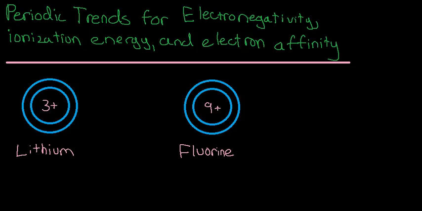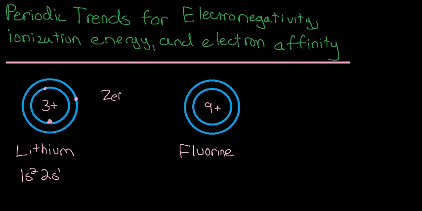So what I want to look at here is the lithium atom and the fluorine atom. Both of these are within the same row of the periodic table, or the same period. And let's look at what the differences are between them. Well, lithium has a 3 plus charge. It has 3 electrons. This should probably look familiar if you watched the last videos. I've done this before. So the lithium electron configuration will be 1s2, 2s1.